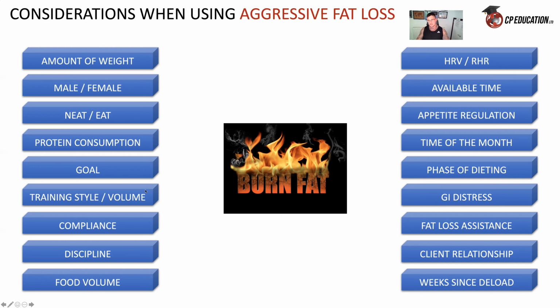You've got to ensure that your client has a level of compliance first. If you drop someone straight into aggressive fat loss and you've only just started working with them, it's a bad idea because you literally do not know anything about them in any way, shape or form. Again, you don't know what their discipline is. You don't know what their food volume has previously been at.